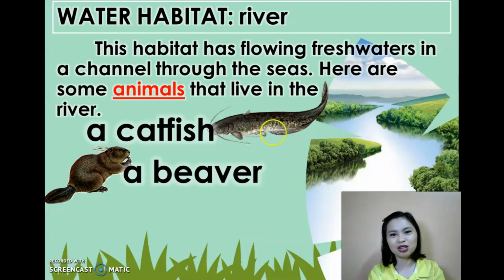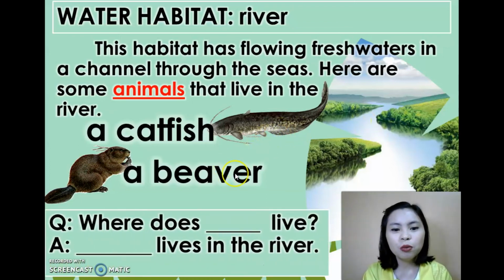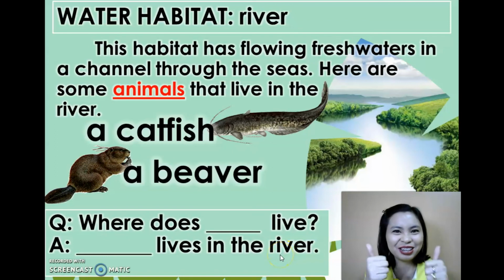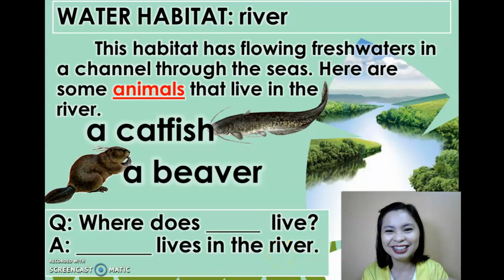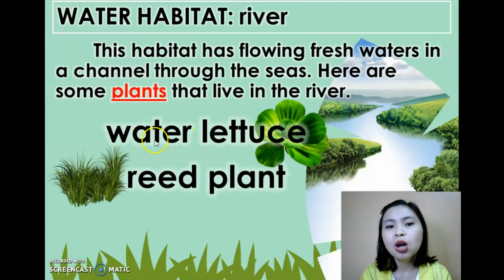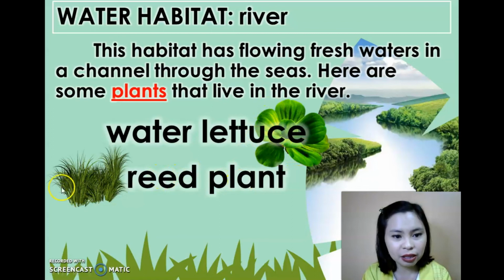How about this one? Okay, a catfish. Question. Where does a catfish live? Your answer? River. Okay, great. I think we still have more water habitat. Plants in the river. Okay, we have water lettuce. And reed plant.